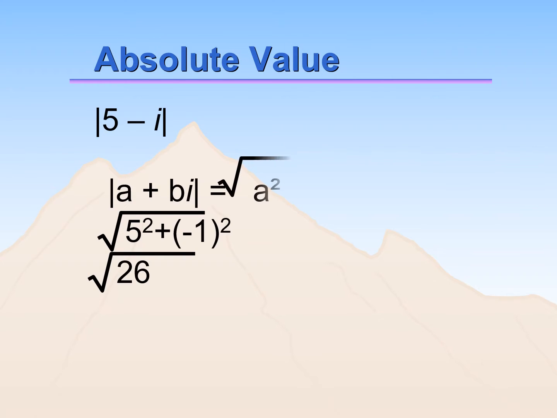So let's try an example. Let's say we want to find the absolute value of 5 minus i. Remember, we're finding the distance from 0, and we are going to use this definition: the absolute value of a complex number is equal to the square root of a squared plus b squared. So a is 5, and b is -1. I plug in: the square root of 5 squared plus -1 squared. 5 squared is 25 and -1 squared is 1, leaving me the square root of 26, which does not simplify. So that becomes my final answer.